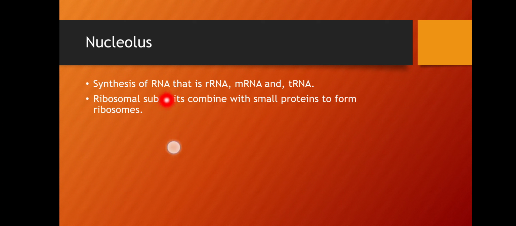Then there's also the nucleolus. So the nucleolus functions to synthesize RNA. That is the different types of RNA there: rRNA, which is ribosomal RNA, the messenger RNA, and the transfer RNA. Then there are also ribosomal subunits that combine with small proteins to form what? Ribosomes. So there are ribosomal subunits that combine with small proteins to form the ribosomes. That is what the nucleolus does.